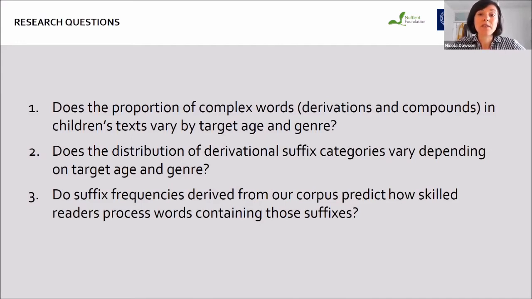But we also looked at variation in morphological complexity across genre, given that we had reason to expect that non-fiction texts are generally written in a more formal register than fiction, and therefore certain categories of derivational suffixes may be more commonly encountered in these types of texts. And then our final aim was to relate the frequencies that we derive from the corpus to reading behaviour.